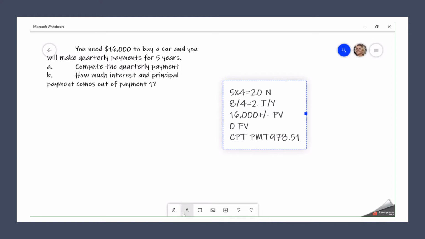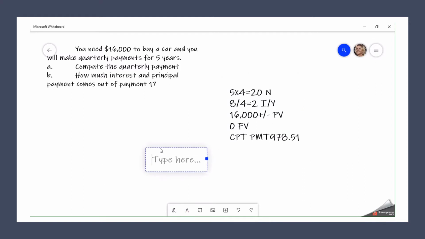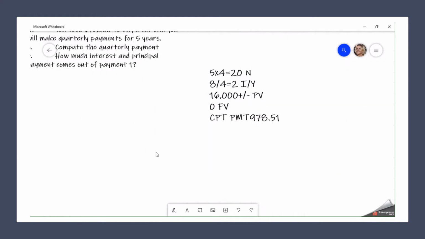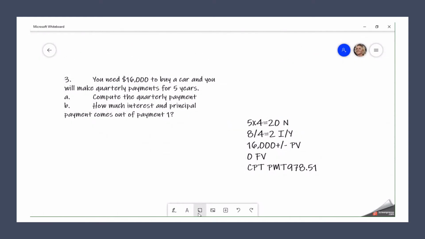Okay, then I'm going to come over and say, okay, now I want to not do that. Now I want to amortize it. So to amortize it, don't clear out your tables, hit your second menu button, and then your PV, and that will take you into the amortization function.